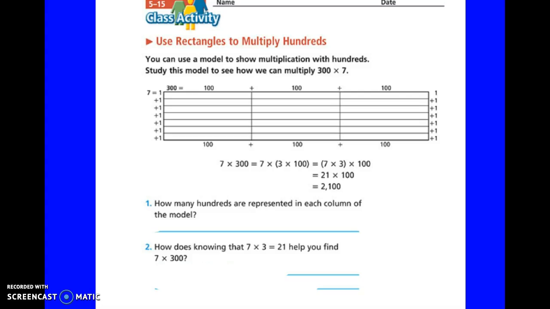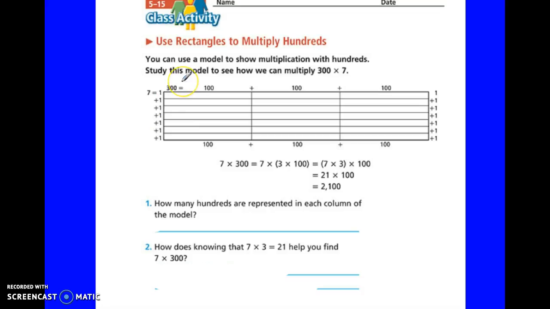All right, first we're going to look at that area model. Take a look at this. First off, it says how many hundreds are represented in each column of the model. So if we look at our column here, our problem that we're trying to figure out is 300 times 7. What they've done is they've made a column for each 100. So since there's 300 that we're multiplying, there's 3 100 columns. And then over here, they've made a row for each of the 7. So there's 1, 2, 3, 4, 5, 6, 7.